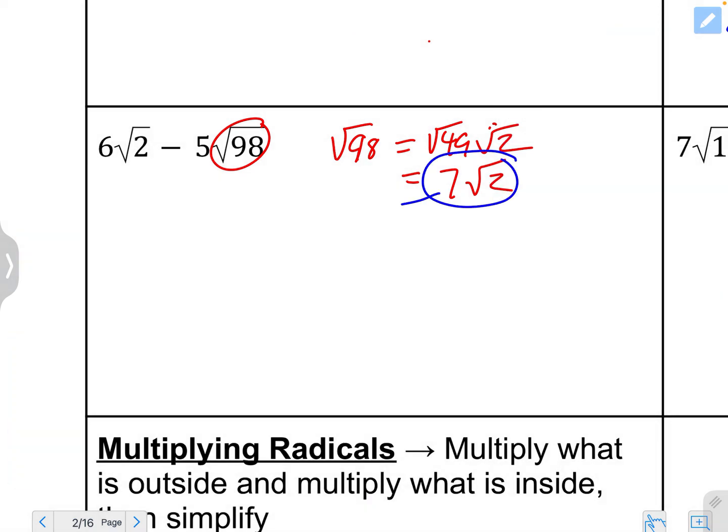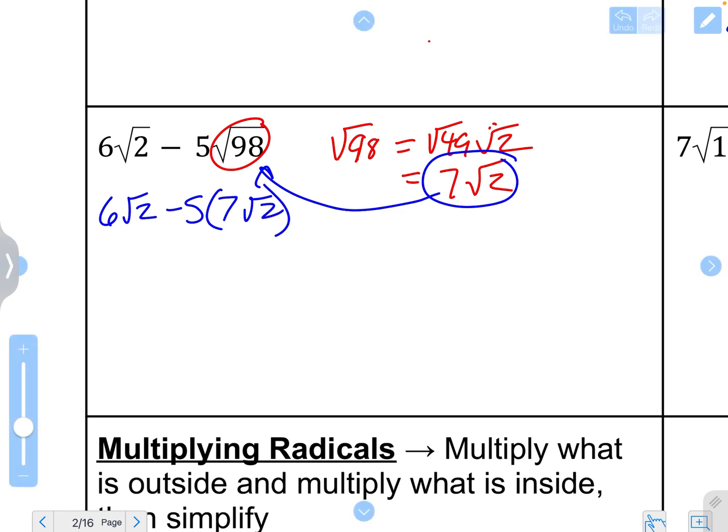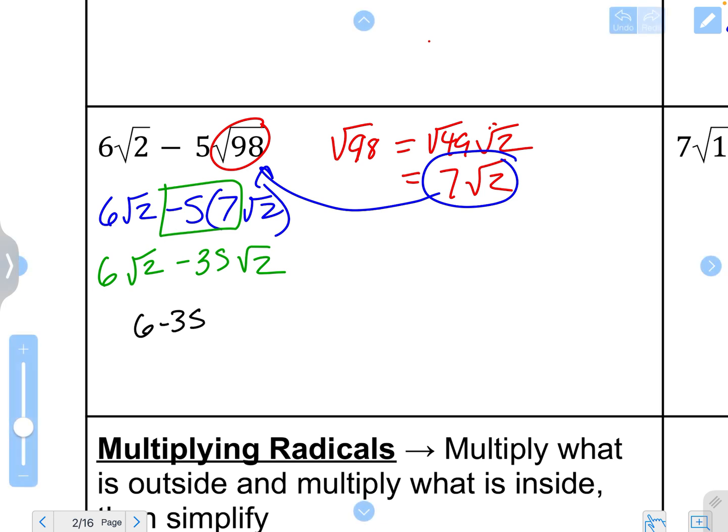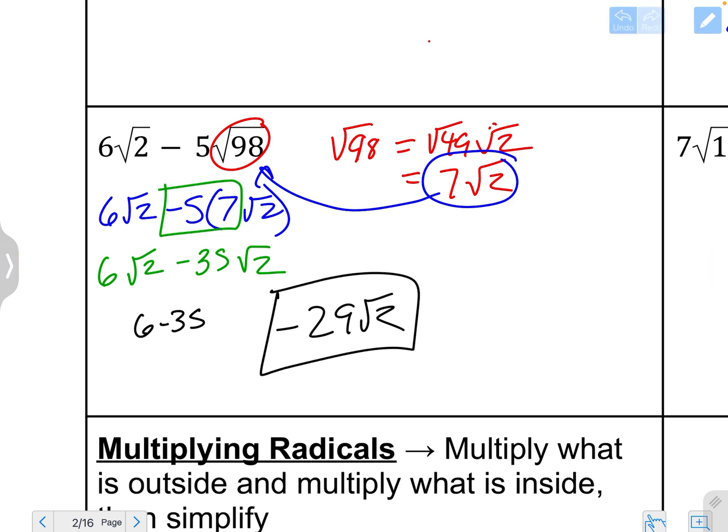So now I'm going to put this in the spot of the 98. So 6 square root of 2 minus 5 times 7 square root of 2. That means I need to multiply the negative 5 times the 7, and so we get negative 35, and then we just tack on the square root of 2. Now we can do that regular math. 6 minus 35 should be negative 29. And so we get negative 29 square root of 2 as our final answer.